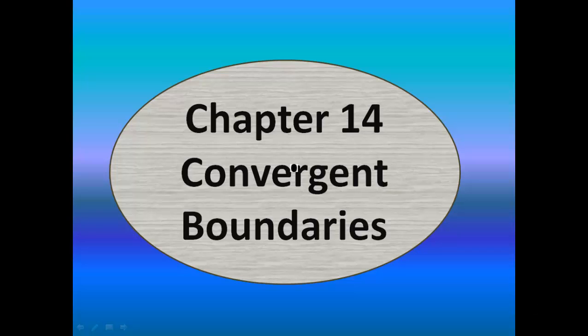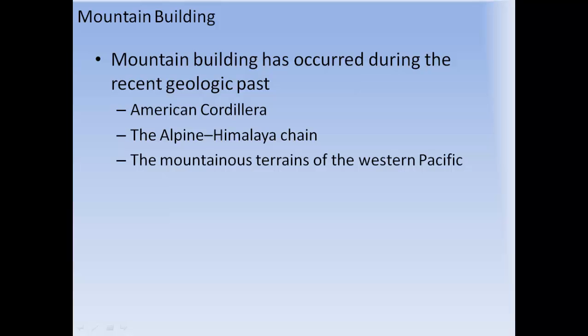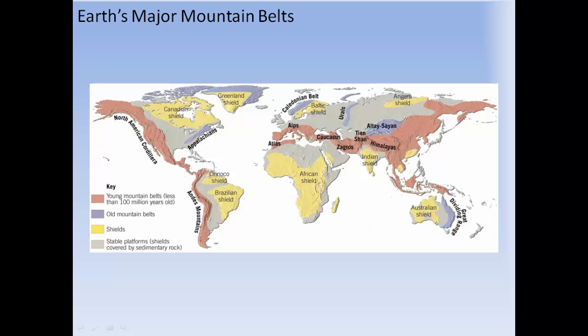Chapter 14, Convergent Boundaries. Mountain building. Mountain building has occurred during the recent geologic past: the American Cordillera, the Alpine-Himalayan chain, and the mountainous terrains of the Western Pacific. So, Earth's major mountain belts.